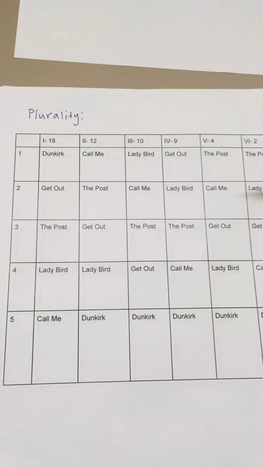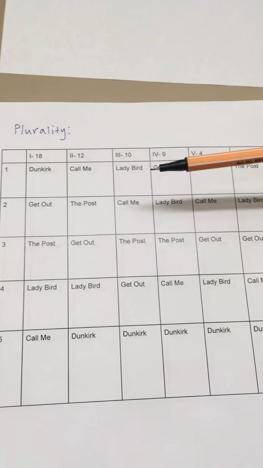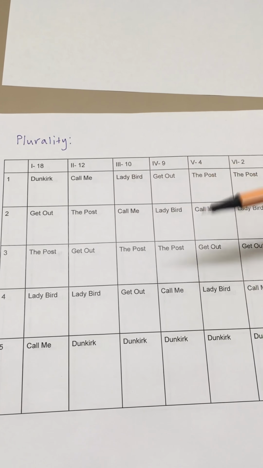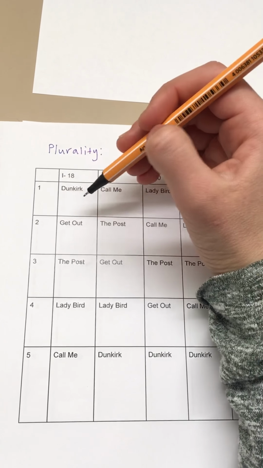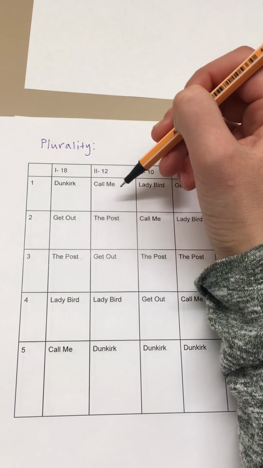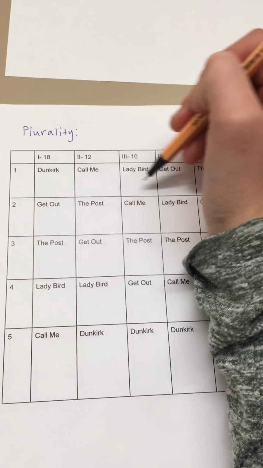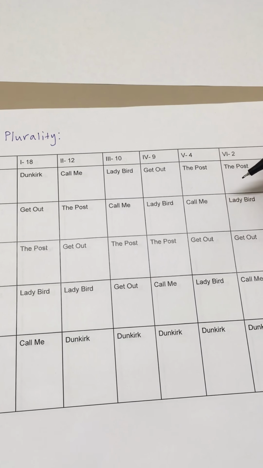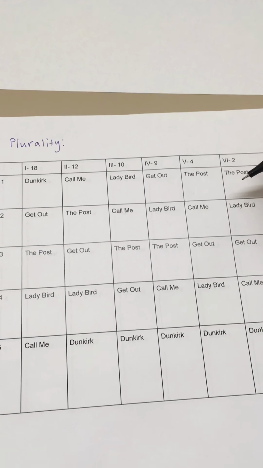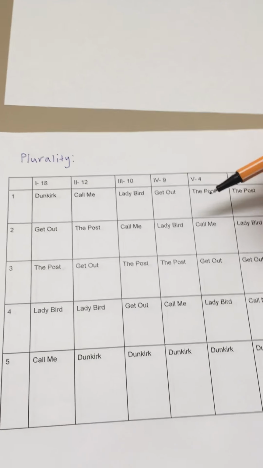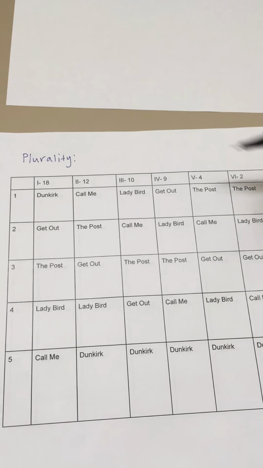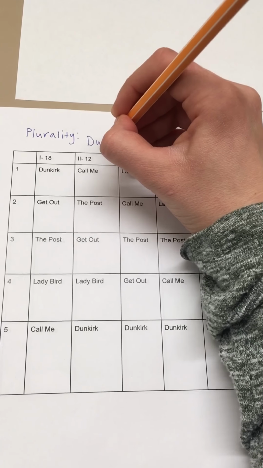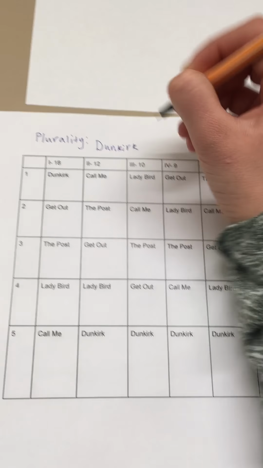So the plurality method simply goes by which choice gets the most first place votes. Dunkirk, we can see, has 18 first place votes. Call Me by Your Name has 12. Lady Bird has 10. Get Out has 9. And The Post has 6, because we can combine groups 5 and 6, who have 4 members and 2 members respectively. So if we do the plurality method, Dunkirk wins. Dunkirk is the winner with 18 votes.